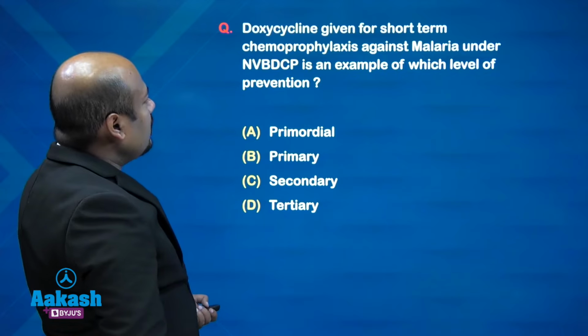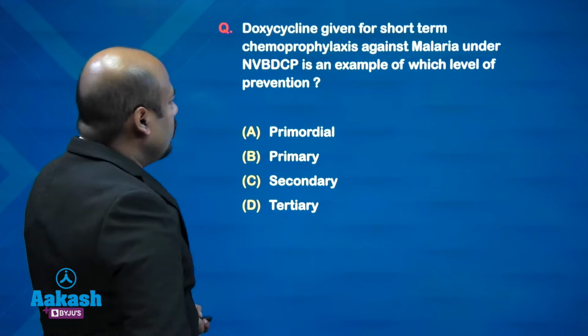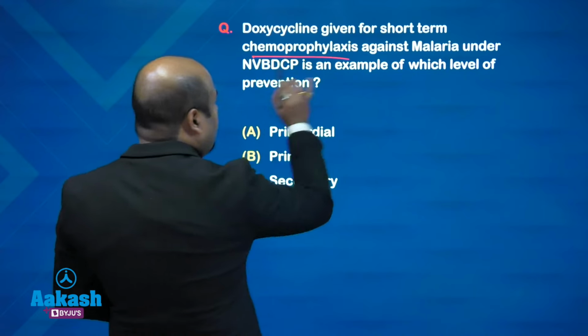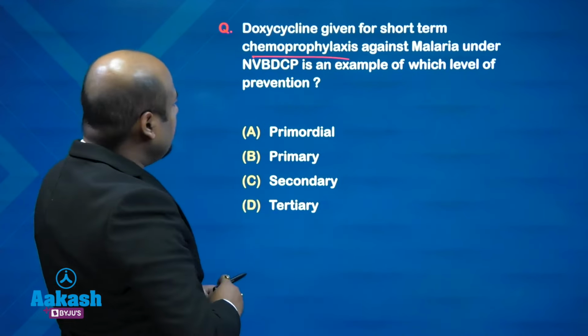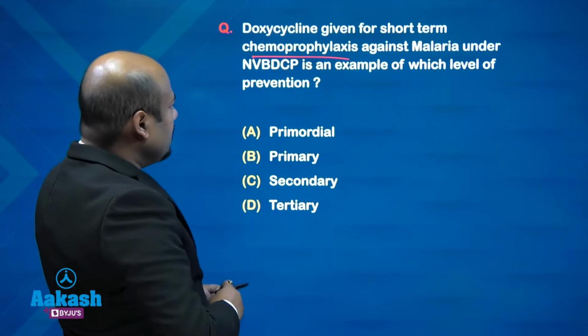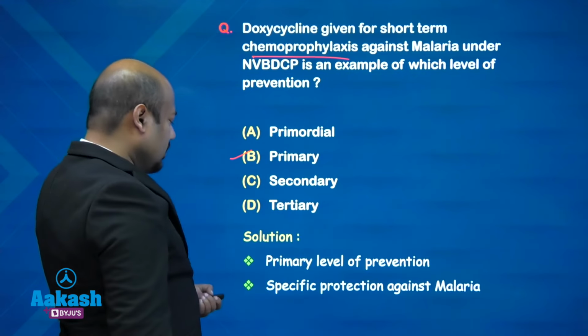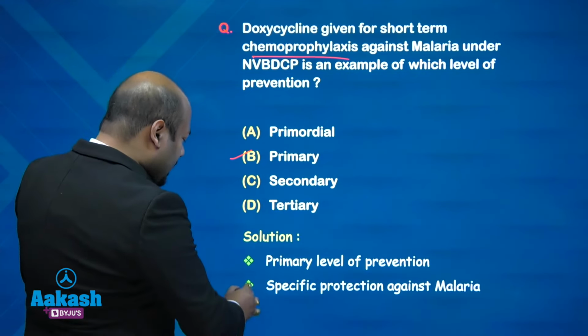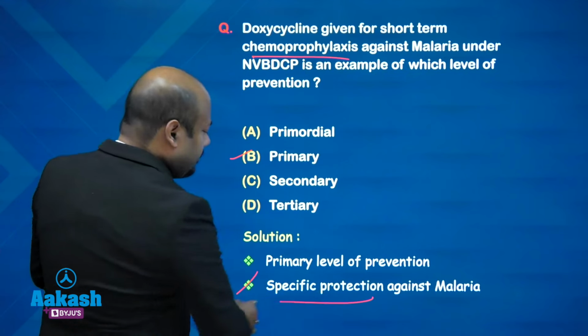Doxycycline given for short-term chemoprophylaxis. So see, look, this is for chemoprophylaxis, not treatment against malaria. Under National Vector-Borne Disease Control Program, this will be example of what? Primary level of prevention. Primary level of prevention, why? It's a specific protection against malaria.